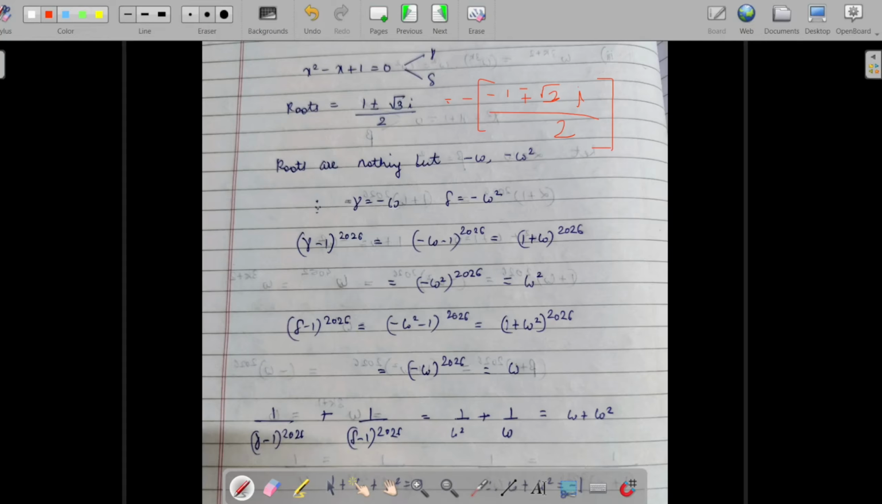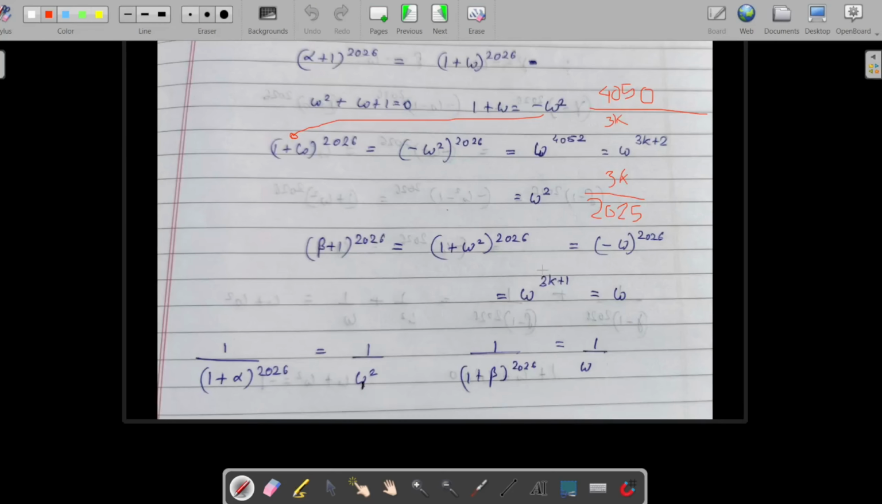So gamma is nothing but, let us take gamma as minus omega and delta as minus omega square. You can proceed in the opposite way also; you can take this as minus omega square and this as minus omega. It's symmetrical. So what we want here, similar to the previous one, is this whole term in the denominator, so let us focus on it first. (Gamma minus 1) raised to the power 2026 is nothing but (minus omega minus 1) raised to the power 2026. Minus omega satisfies this equation, so just put it here and manipulate it. You will get (1 plus gamma) raised to the power 2026. Manipulate this equation, that will be (minus omega square) from this equation, raised to the power 2026. Again, similar to the previous time, we have already done this.